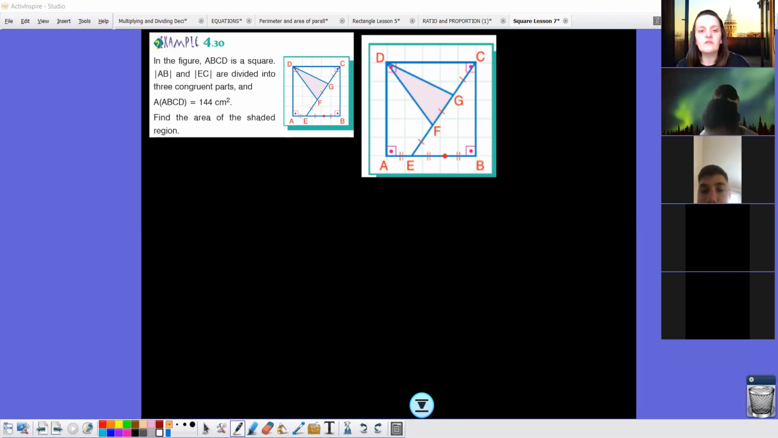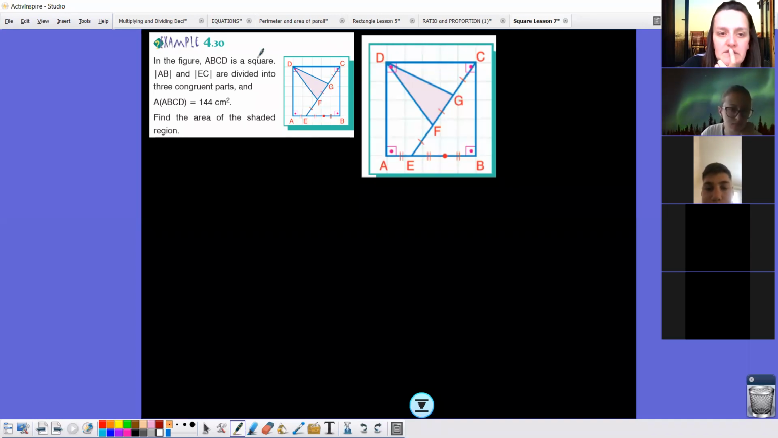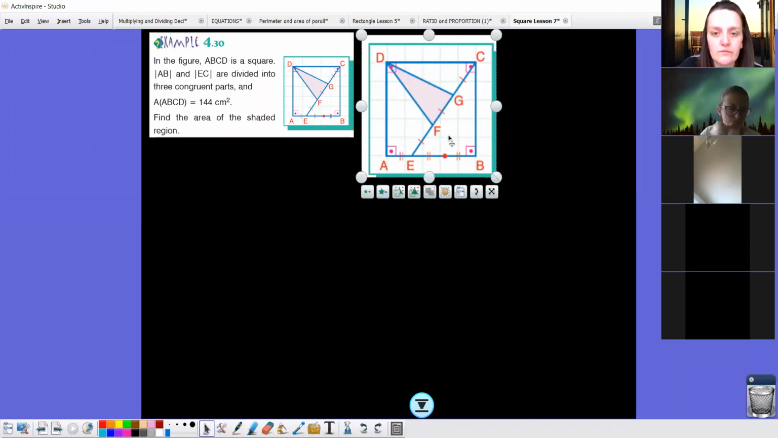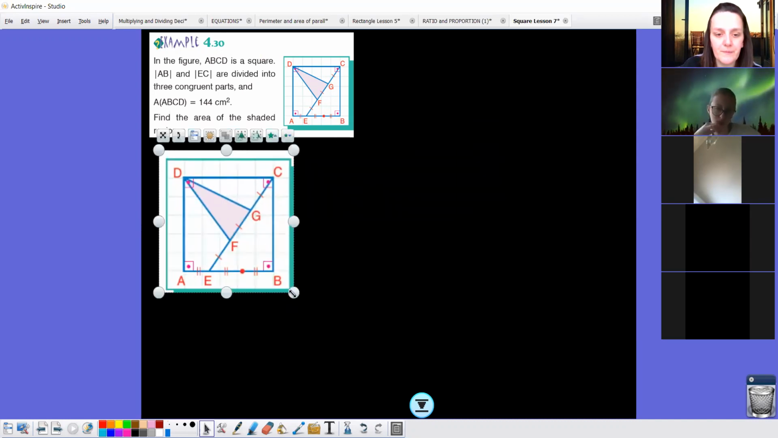So guys, did you read the question? Yes, teacher. So here what is given is that ABCD is a square, and AB and BC are divided into 3 congruent parts. The area of the square is 144 square centimeters, and we need to find the area of the shaded region. So here, guys, what do you think? What can we do? Let me take it here.